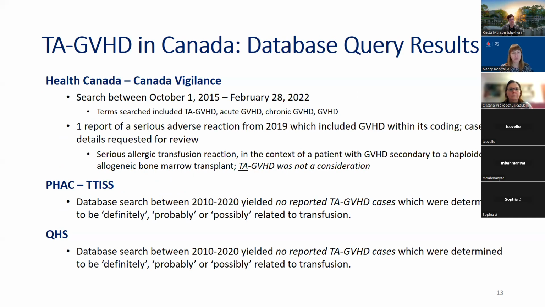If we're a little bit more precise, in the Canada Vigilance database, there was 1 report of serious adverse reaction from 2019, which included GVHD in its coding. However, when we reviewed this case a little bit further, it was actually a serious allergic transfusion reaction in the context of a patient with a GVHD secondary to haploidentical stem cell transplant. So transfusion-associated graft versus host disease was not a consideration.